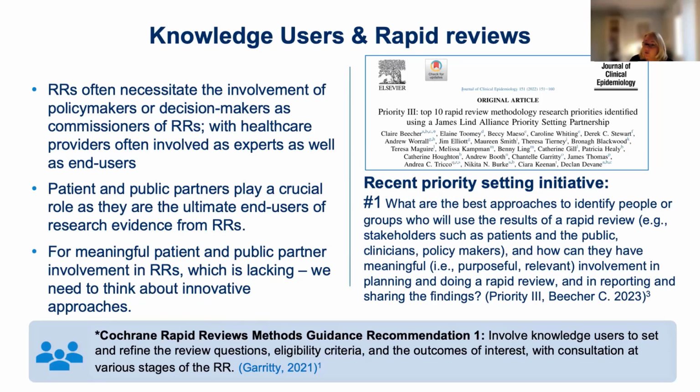There was a recent research priority setting initiative where the top 10 rapid review methodology research priorities were identified through a James Lind Alliance priority setting exercise. Again, this was conducted through Evidence Synthesis Ireland. And the number one question of these top 10 questions was, what are the best approaches to identify people or groups who will use the results of a rapid review? For example, your stakeholders, such as patients and the public, clinicians and policymakers. And how can they have meaningful involvement in planning and doing a rapid review and in reporting and sharing a review?